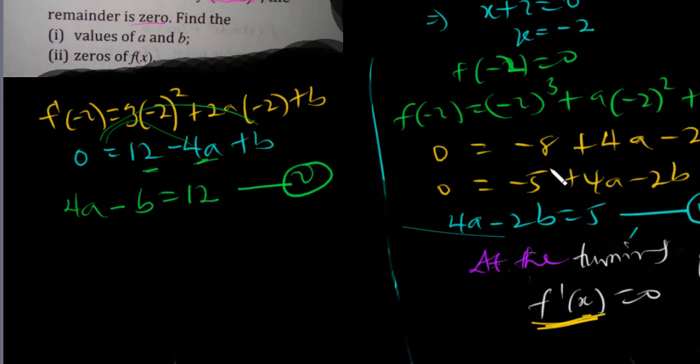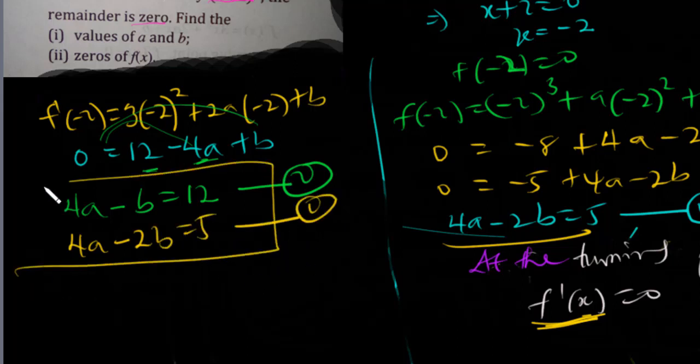So now I've been able to obtain two equations, and I can solve for a and b simultaneously. So let me write the first equation that we had right down here. The first one that we had was this. So that is 4a minus 2b equals 5, and this was our first equation.